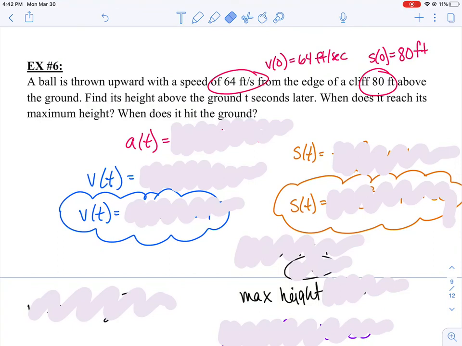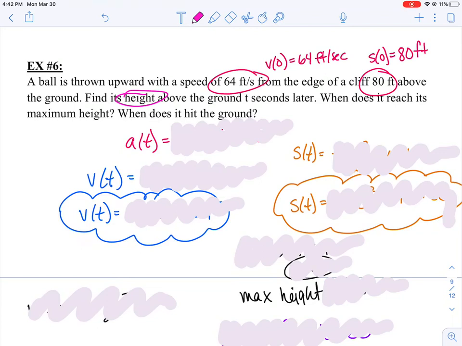The question says, find its height above the ground t seconds later. So I need to find the height or the position at any moment. So I need to find a position function. And then it says, when does it reach its maximum height and when does it hit the ground? So we got to find a couple of different things in this equation. But the first thing we want to do is find the position function.